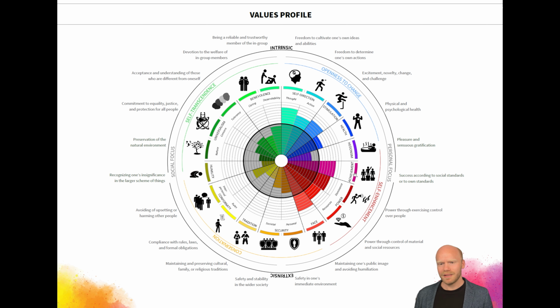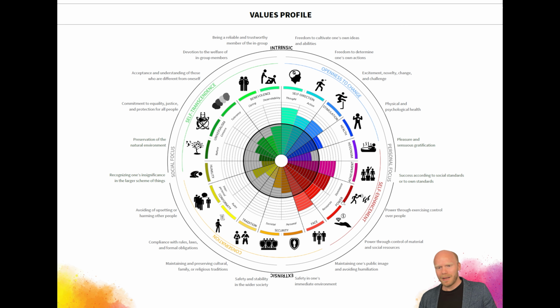And then we have the achievement value, which says that it's important for you to stand out, to be among the best based on your own standards, but also sometimes based on external standards. So it's a transition value between focusing on external standards versus focusing on internal standards.